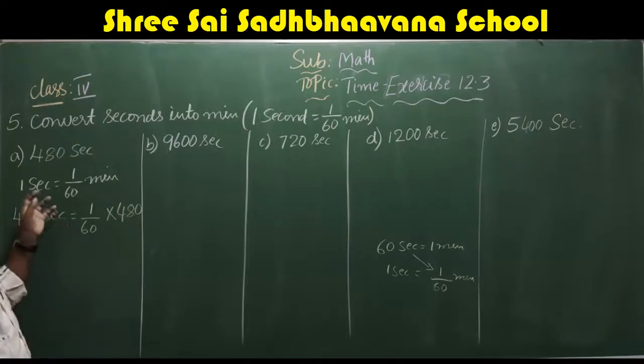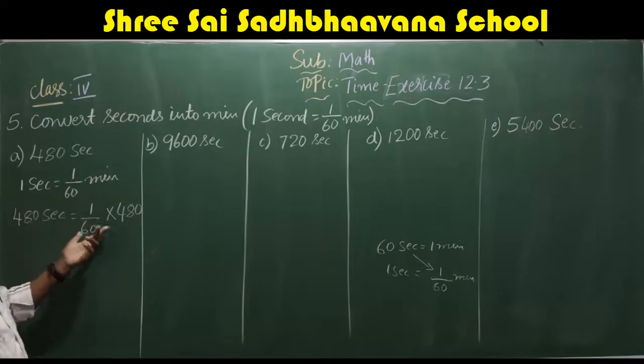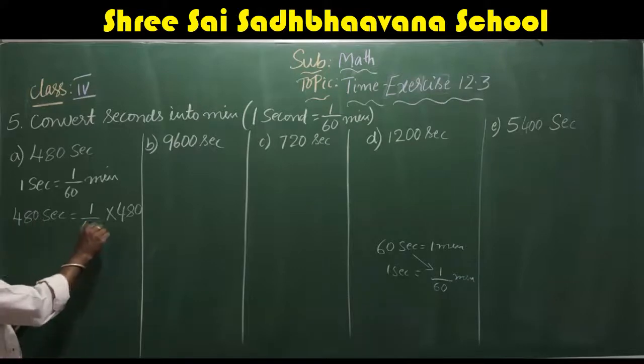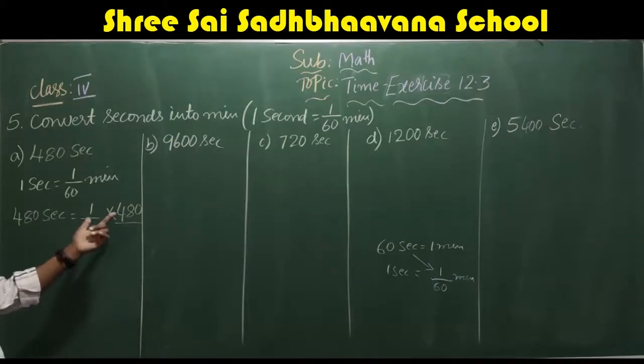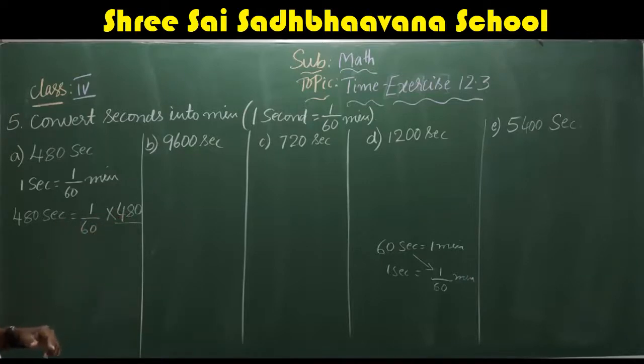Once again I will explain. 1 second is equal to 1 by 60 minutes. Then 480 seconds is equal to 1 by 60 into 480. Now you divide, because this is in the numerator, this is in the denominator. You have to divide 480 by 60.